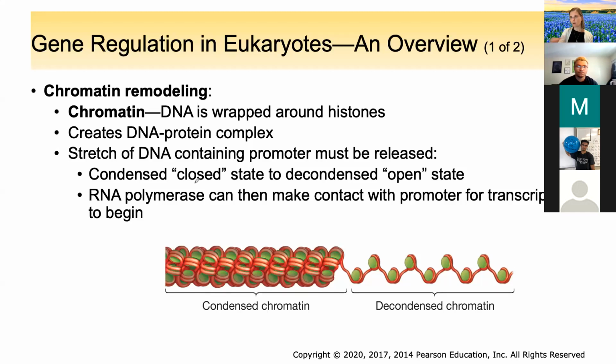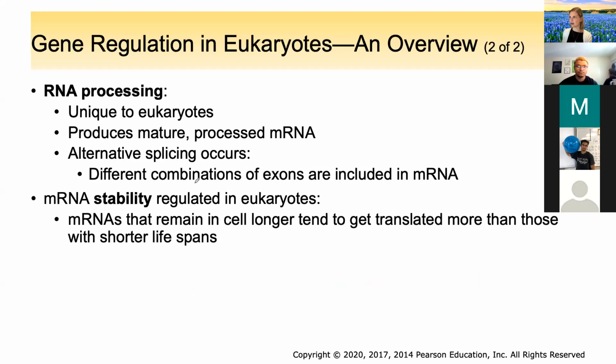Again, the whole purpose of this is so that the cell's machinery has access to the very specific spots of the DNA that it needs. RNA polymerase has to come in for transcription to start, and that's why we have to unravel it. It's not going to be the whole thing, just the parts that we're interested in. And again, that's regulated. We talked about RNA processing.